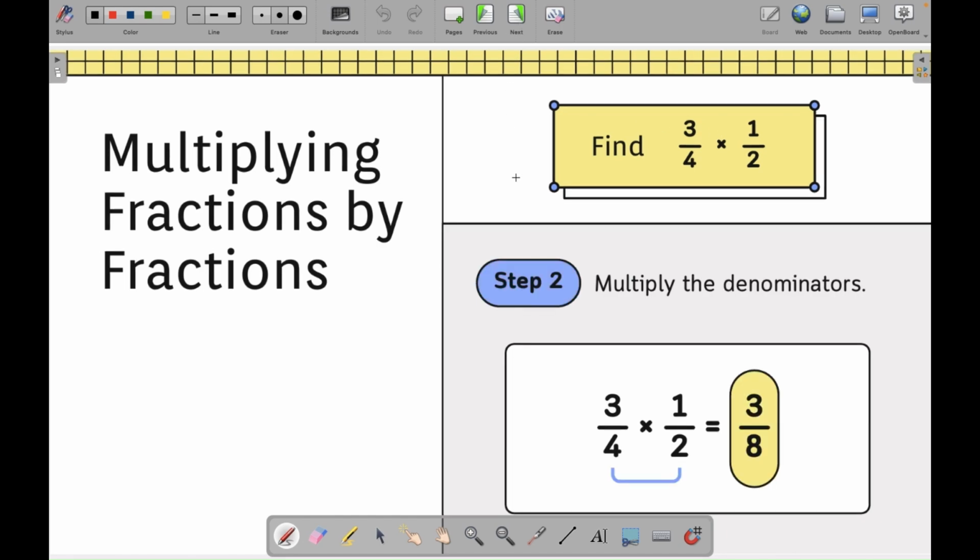What is the next step? We multiply the denominators. So 4 times 2 is 8. So we multiply the numerators and then we multiply the denominators, and we get the answer. This is 3 by 8. So the product of 3 by 4 and half is 3 by 8.